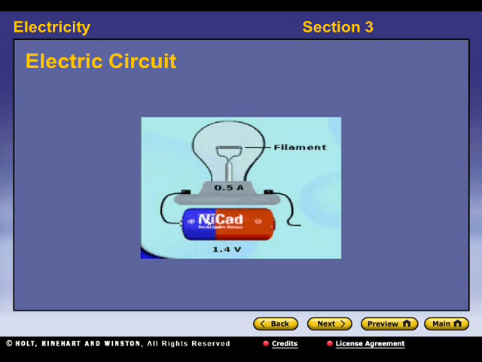A circuit is a complete path of an electric current. In order for electrons to flow through a circuit, the circuit must form a continuous loop. In this example, the circuit consists of a battery connected to a light bulb by two wires. When a continuous conductive loop is formed, current can pass through the circuit. When the electrons flow through the filament, the light bulb lights.